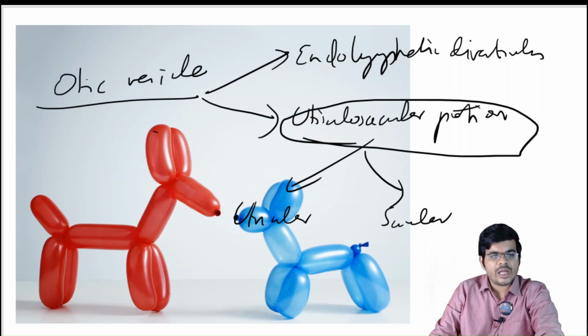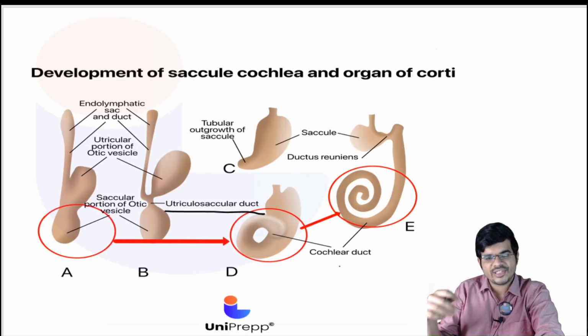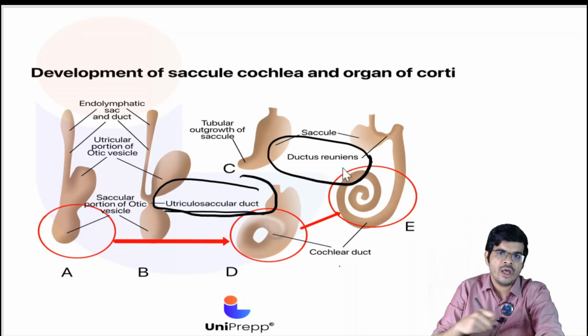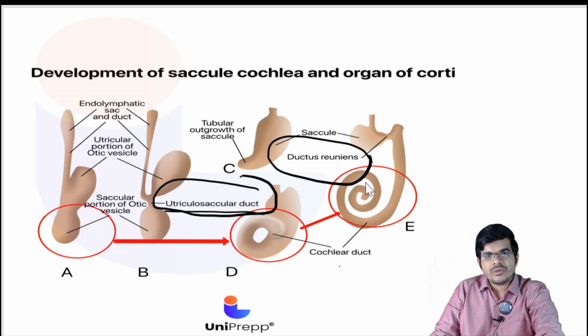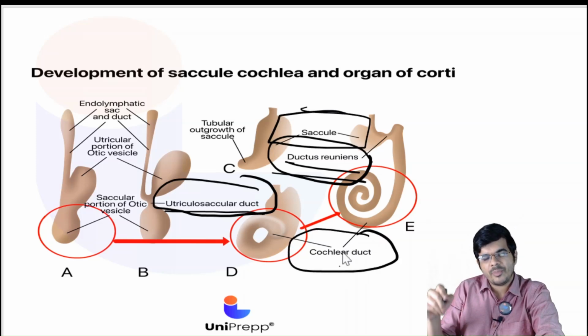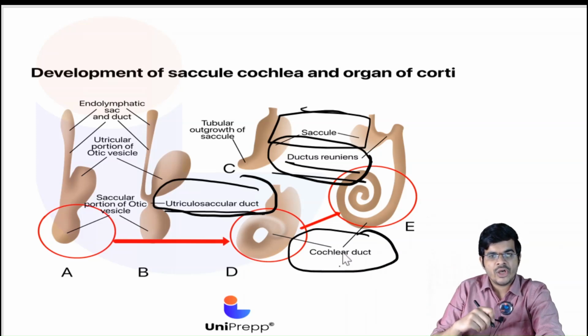Now the saccular portion further undergoes differentiation, and as you can see here, the saccular portion of the otic vesicle forms the utriculosaccular duct. Then the cochlear duct is also formed, by formation of a constriction between the saccule and the cochlear duct. That is what is called the ductus reuniens. Ductus reuniens is the constriction between the saccule and the organ of Corti, which is seen within the cochlear duct.